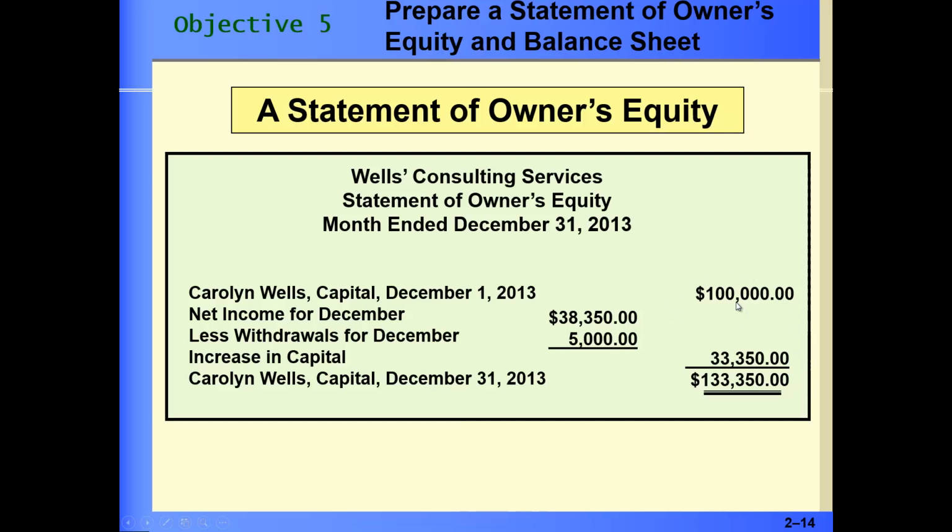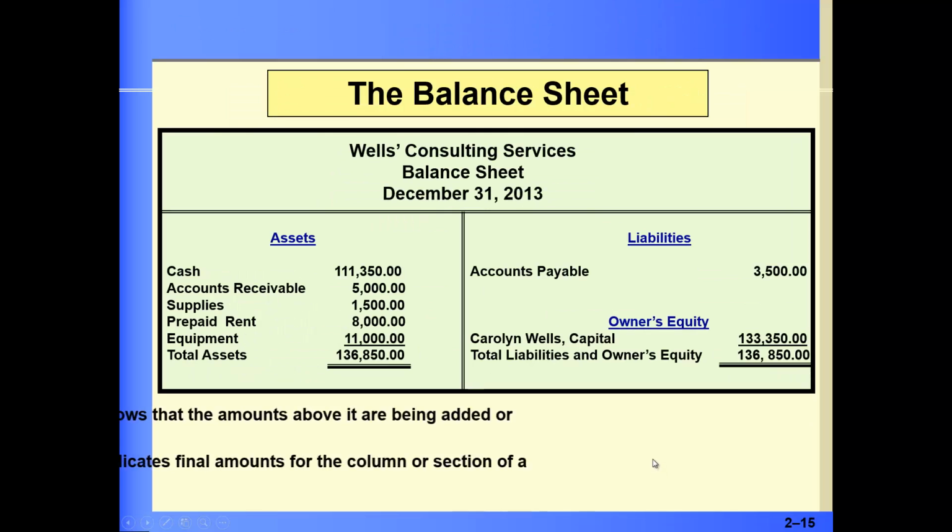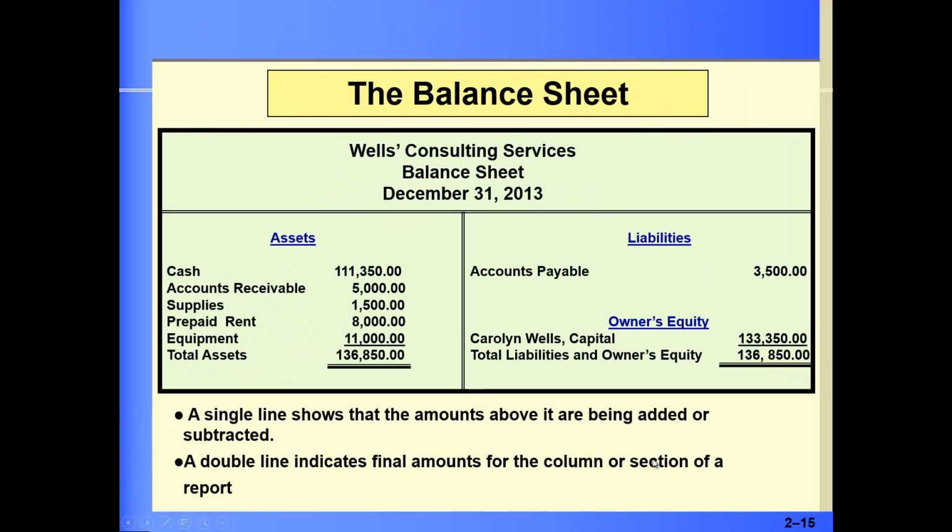So we take the beginning of the month, put the increase of our capital, and then we do ending capital. And this could be a decrease in capital. So for instance, if the business had lost money during the month, this would be a decrease in capital, not an increase. And here is our balance sheet.